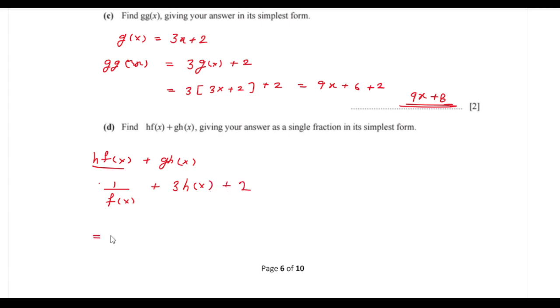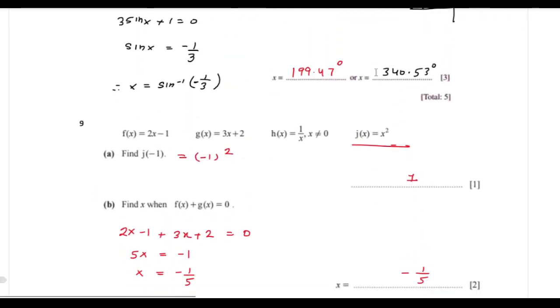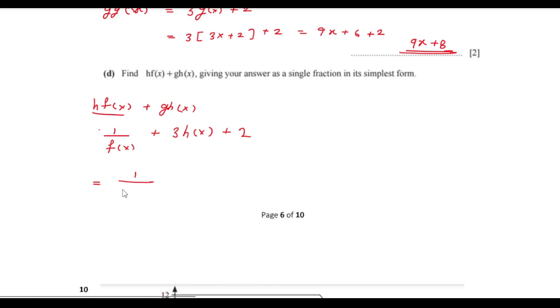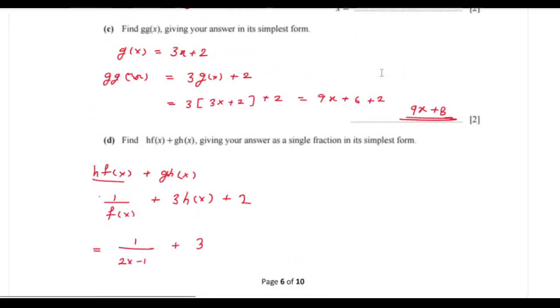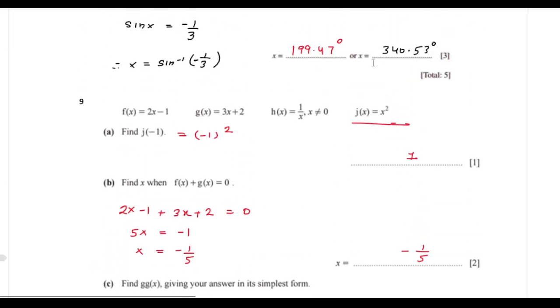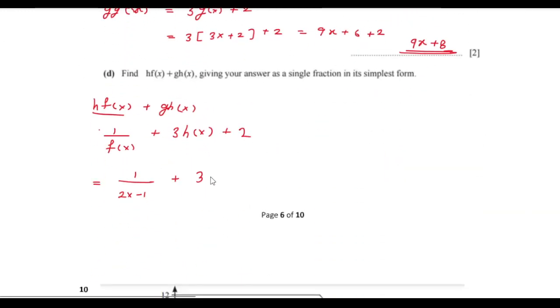Okay, next, I will replace this f(x). So f(x) is what? 2x minus 1. So 1 upon 2x minus 1 plus 3 times h(x). h(x) is 1 upon x. So 3 times 1 upon x plus 2. So here it is 1 divided by 2x minus 1 plus 3 divided by x plus 2. Okay, I have to write it as a single fraction.